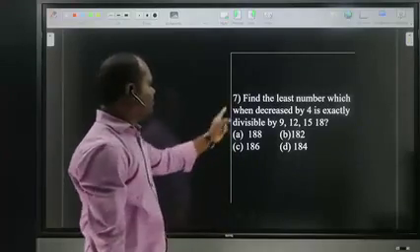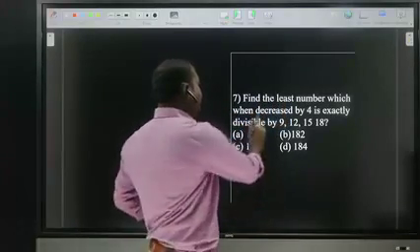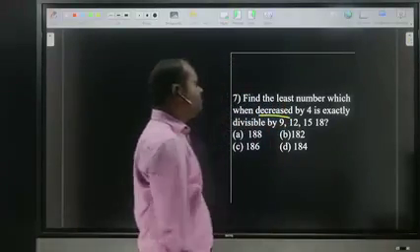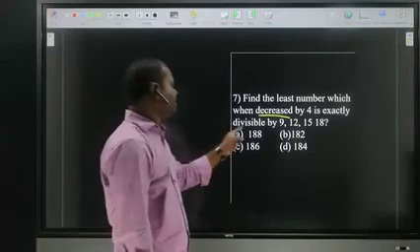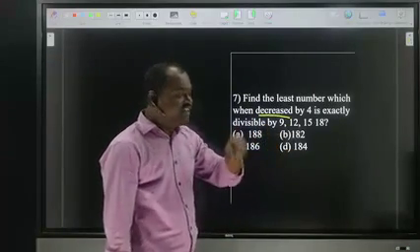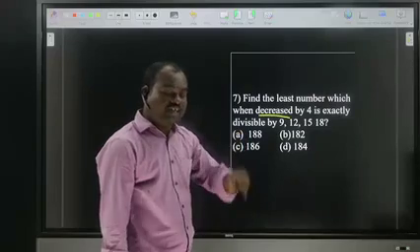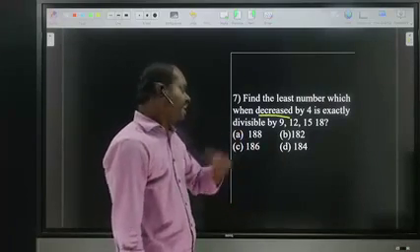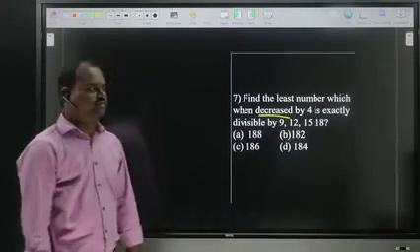Now try this one. Find the least number which when decreased by 4 is exactly divisible by 9, 12, 15. When decreased by 4, how do we approach it? For the LCM, we should add the 4. Add the 4. Try that.